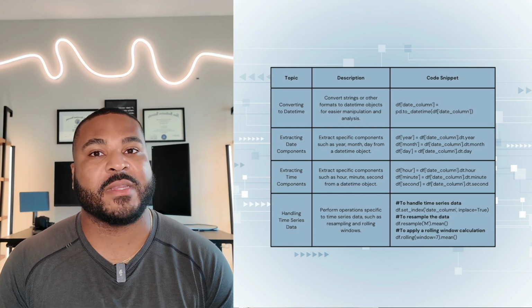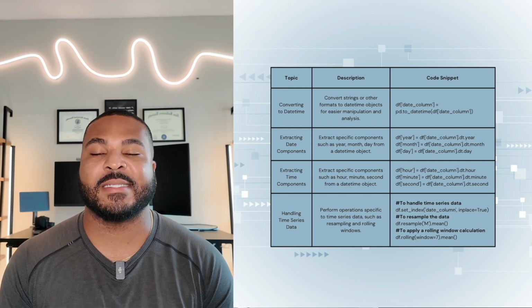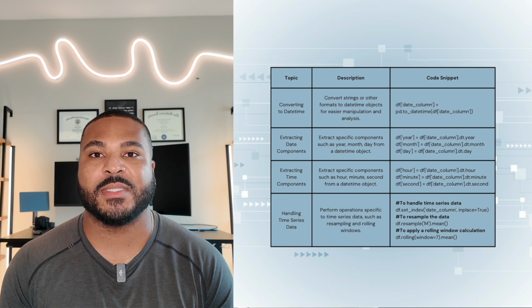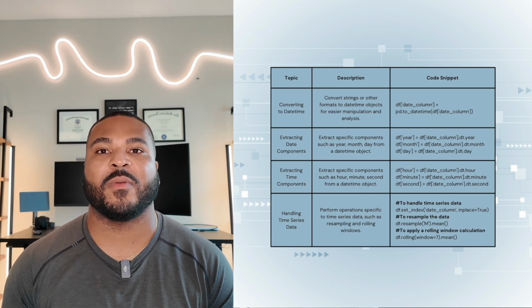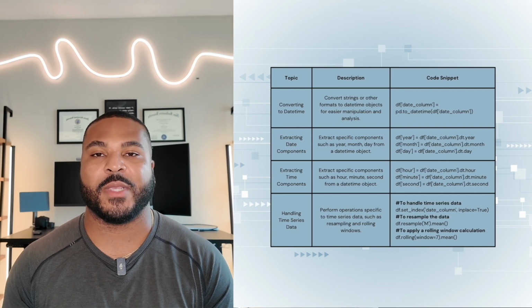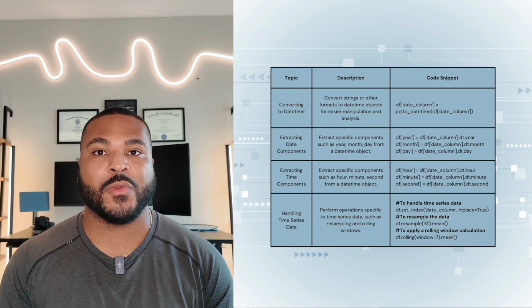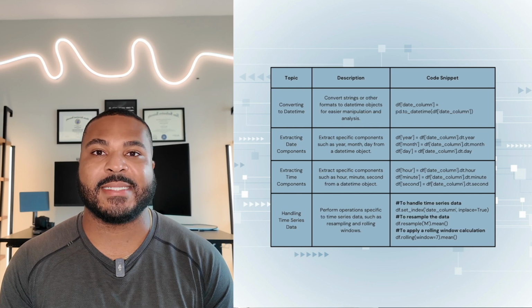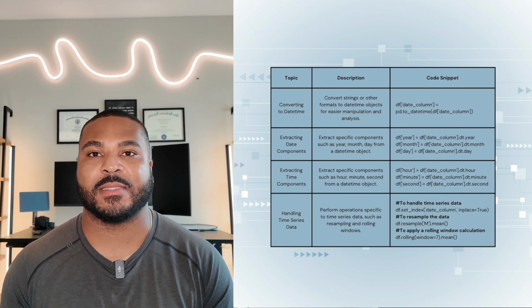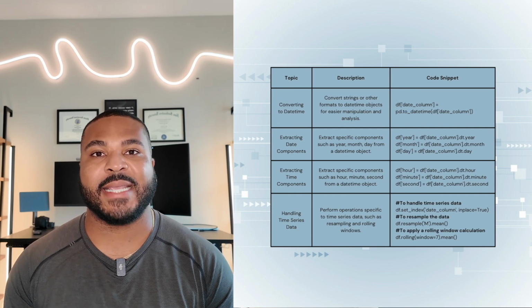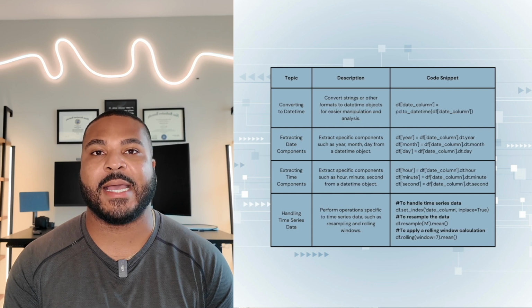To work effectively with dates and times in your data, it's essential to convert your date columns to date-time objects. This conversion allows you to perform various date-time specific operations and analysis. Use the to_datetime method to convert strings or other formats to datetime objects. So in this example, the date_column in the DataFrame df is converted to datetime format.